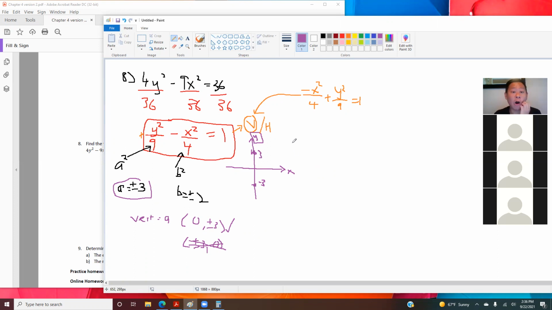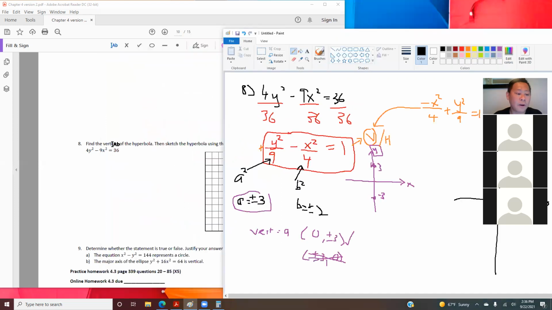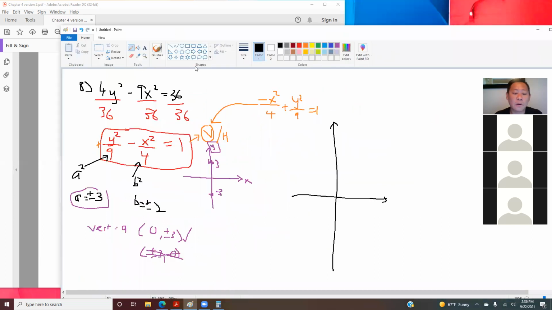Now we need to draw. So how do we draw this? I'm going to draw a better one because this is just a sketch. We found the vertices, which is the question, and then you have to sketch it using your asymptotes. The center is at 0, 0. The vertices are at 3 and minus 3. Can someone tell me, does this hyperbola open upward, downward, or sideways?